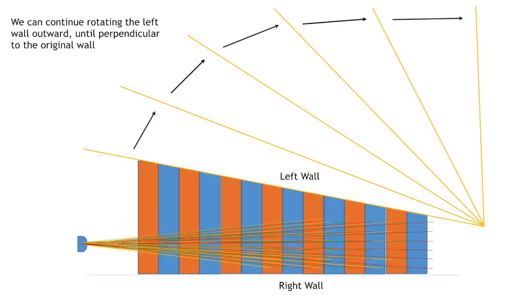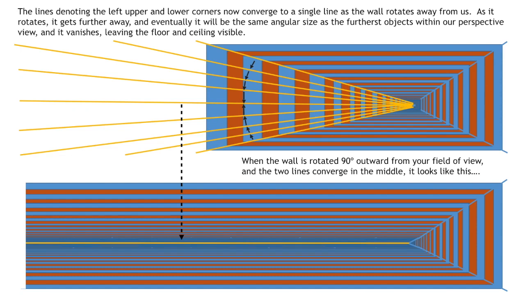So we can continue rotating the left wall outward until perpendicular to the original wall. So we're just going to continue rotating this wall outward and outward, and we're going to see what happens to our perspective view. So the lines denoting the left upper and lower corners now converge to a single line as the wall rotates out away from us. As it rotates, it gets further away, and eventually it will be the same angular size as the furthest objects within our perspective view, and it vanishes, leaving the floor and ceiling visible.